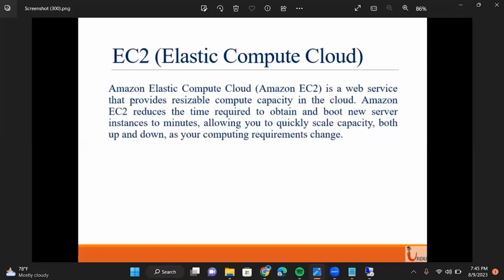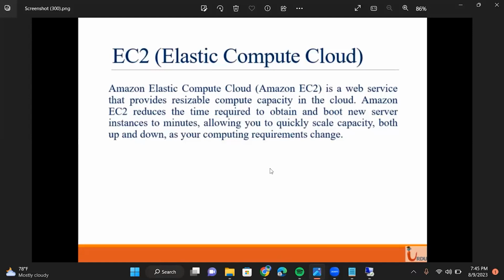What is EC2? Amazon Elastic Compute Cloud is a web service that provides resizable compute capacity in the cloud. Amazon EC2 reduces the time required to obtain and boot new server instances to minutes, allowing you to quickly scale capacity both up and down as your requirements change.